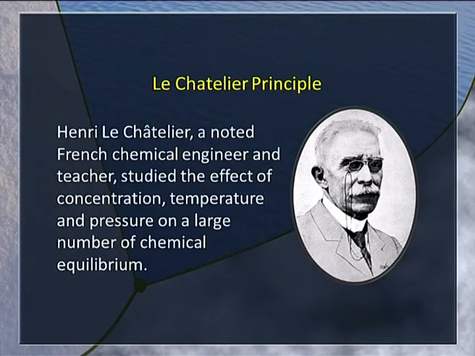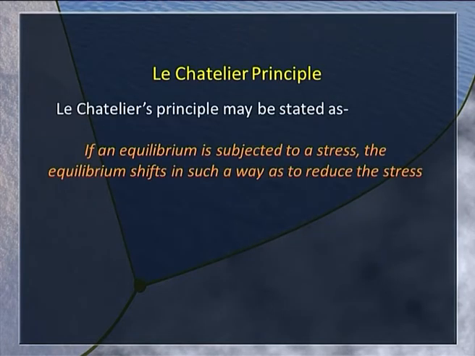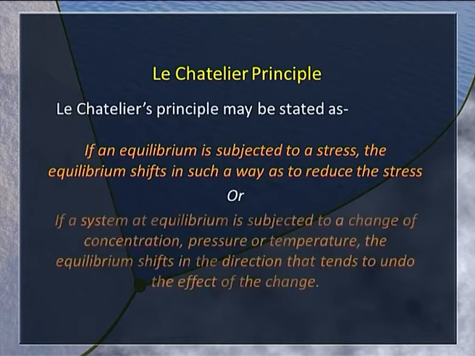First, we have to look at one of the famous scientists who has brought about the effect of various parameters on a chemical equilibrium. He has stated that if an equilibrium is subjected to a stress, the equilibrium shifts in such a way as to reduce the stress, or in other words, if a system at equilibrium is subjected to a change of concentration, pressure or temperature, the equilibrium shifts in the direction that tends to undo the effect of the change.